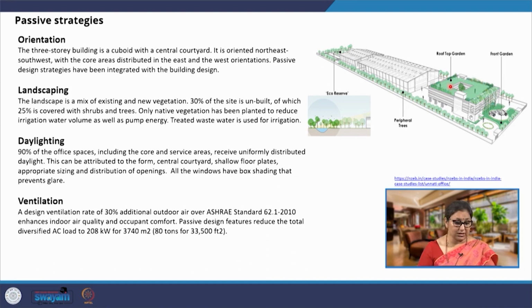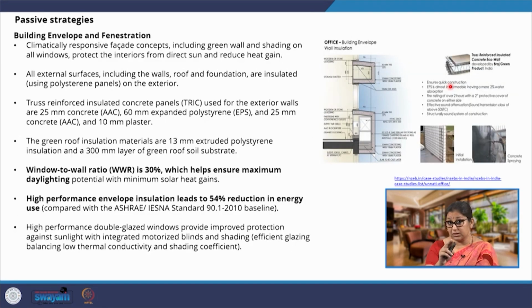Another passive strategy that they have used is ventilation, increasing the ventilation rate over and above what ASHRAE standard 62.1 has prescribed. Now, this particular point will result in slightly higher energy consumption than the conventional, because we are increasing the ventilation rate over and above the standards, but it will result in better indoor air quality and better occupant comfort. So, not compromising on occupant comfort is what they have prioritized. However, it will result in slightly increased energy consumption.